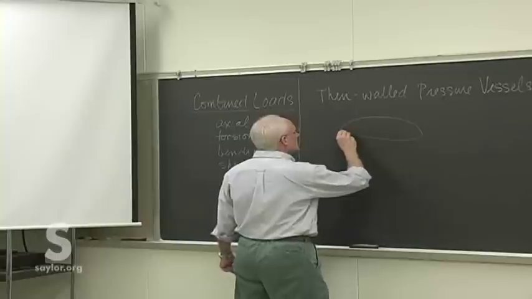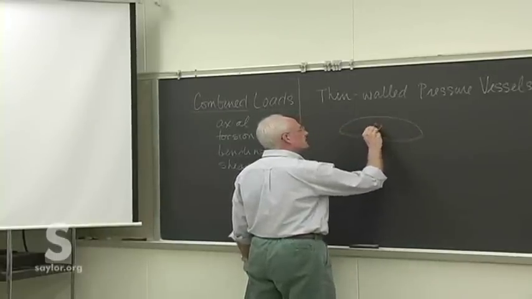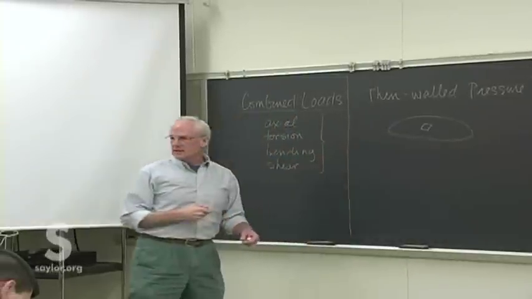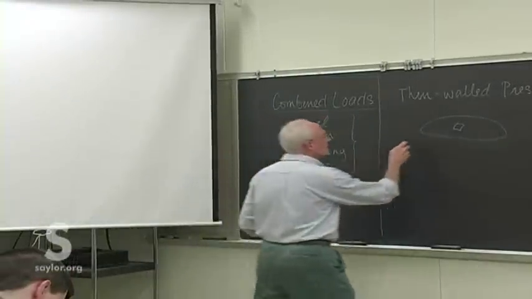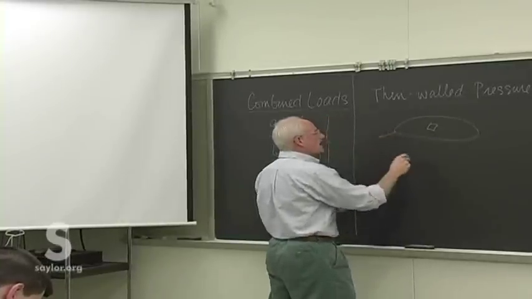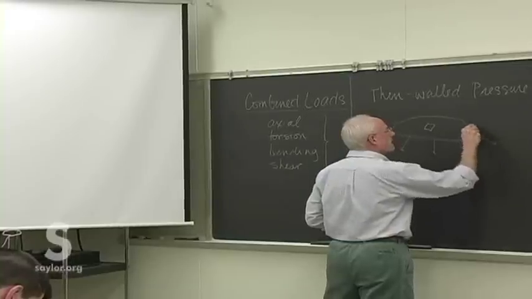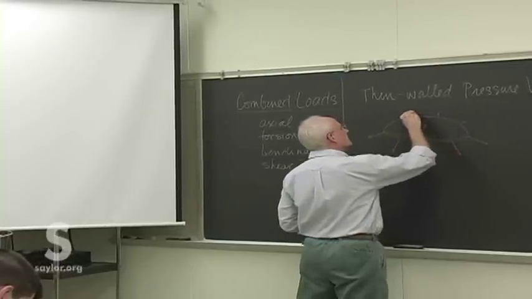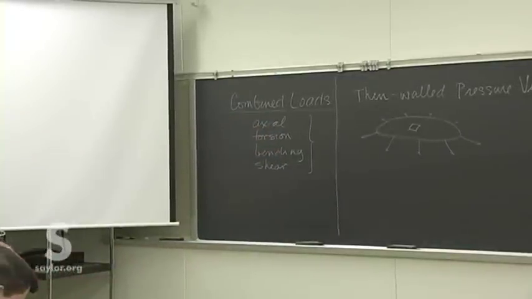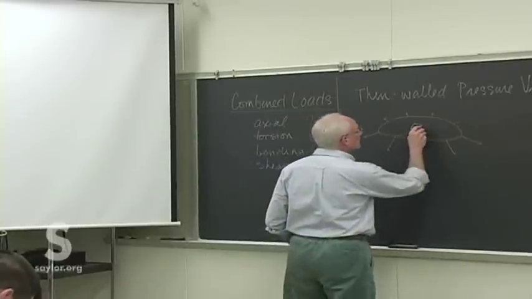So we're going to look at thin wall pressure vessels. So we'll take a look at a spherical cap just to get the picture going. So there's some elemental piece in this. And we're assuming that these are all high pressure vessels on the inside. So this is like a spherical tank. And what that high pressure on the inside causes is tension in all directions in the material that makes up the pressure vessel itself.